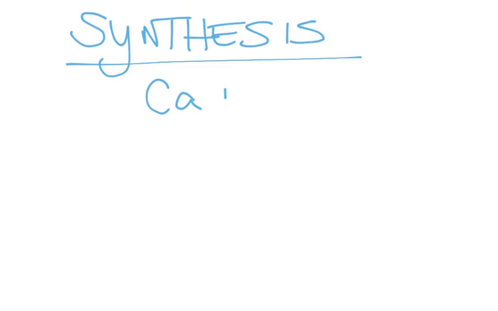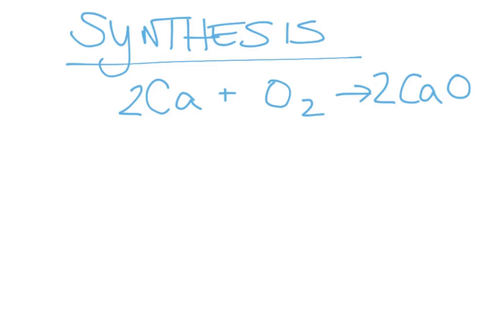Now, that can be 2 elements, so calcium plus oxygen makes calcium oxide. Okay, obviously we'd have to come back and balance it, but that is a synthesis reaction. You have 2 elements on this side, and the really big thing to notice is there's only one product. That's the key to a synthesis reaction.